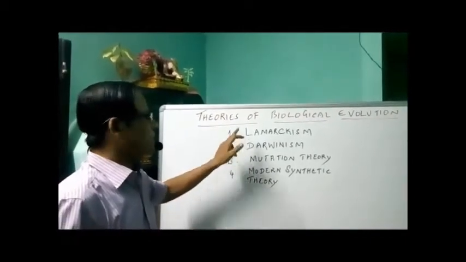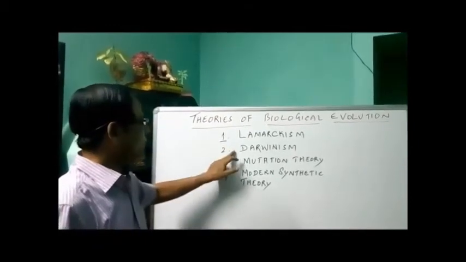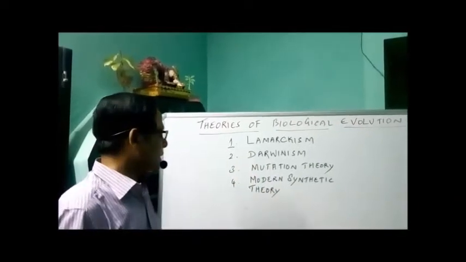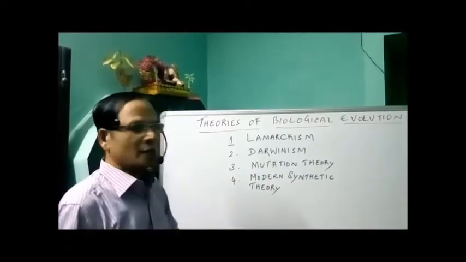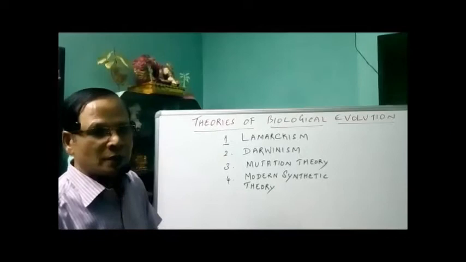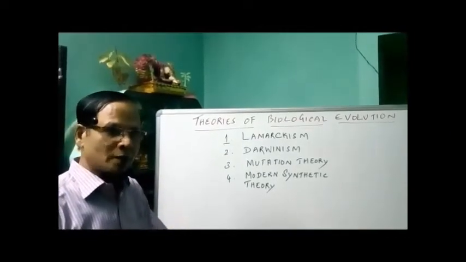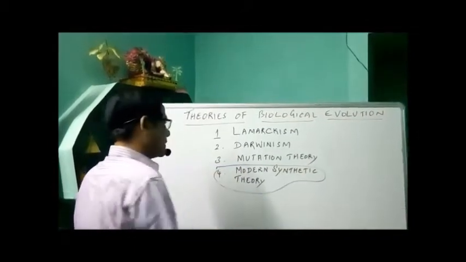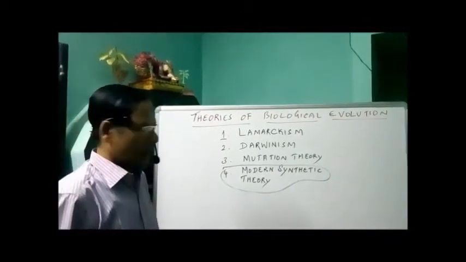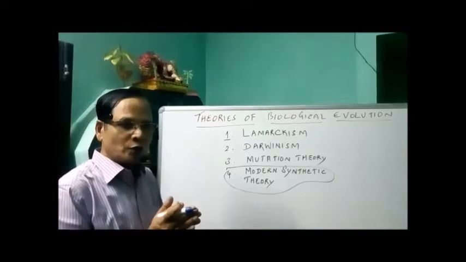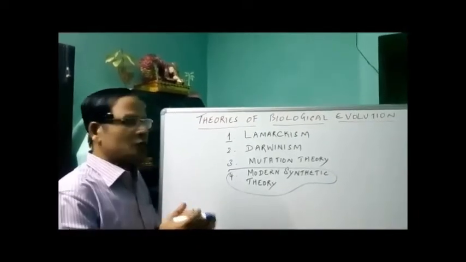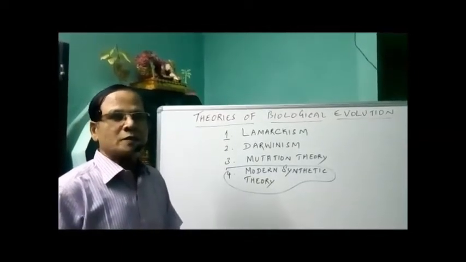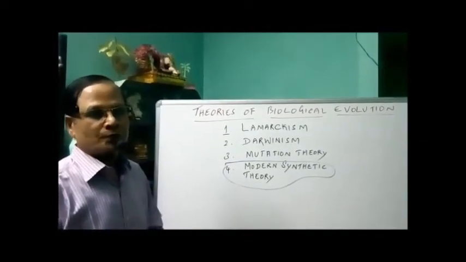Number 1, Lamarckism. Number 2, Darwinism. Number 3, mutation theory. And number 4, modern synthetic theory. Of all these theories, the most accepted theory of evolution is modern synthetic theory. Now we have to go one by one. What are the principles and propositions made by different people in support of biological evolution?